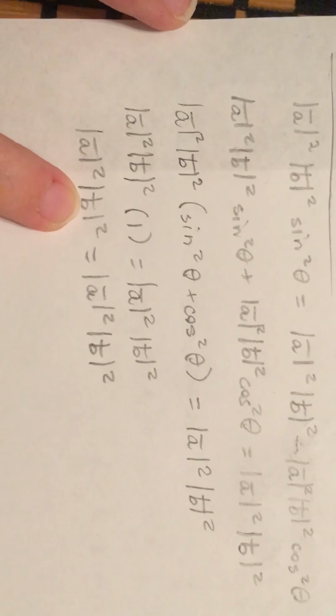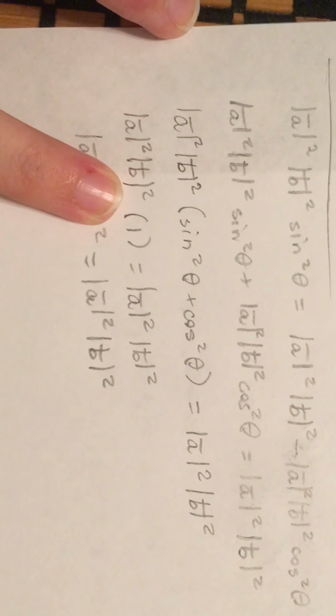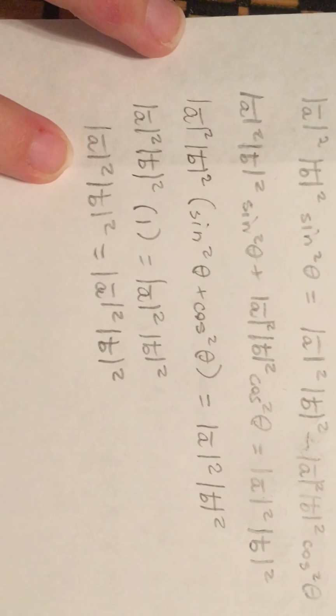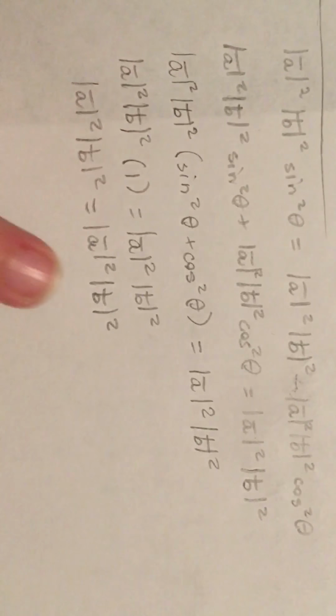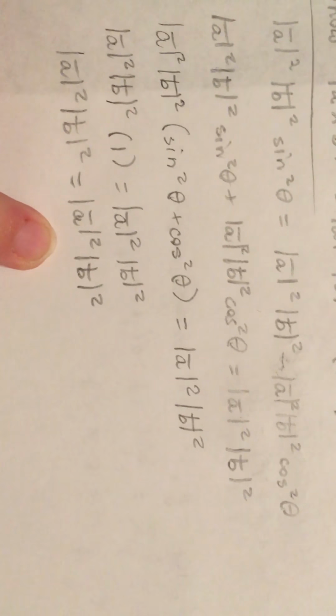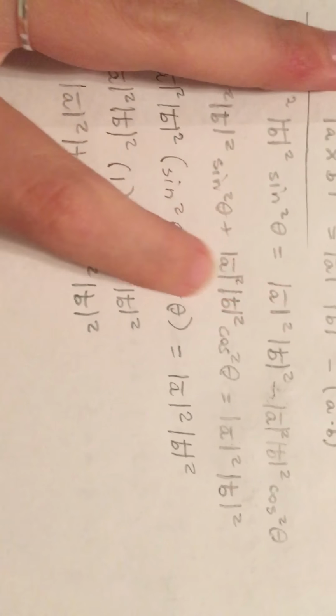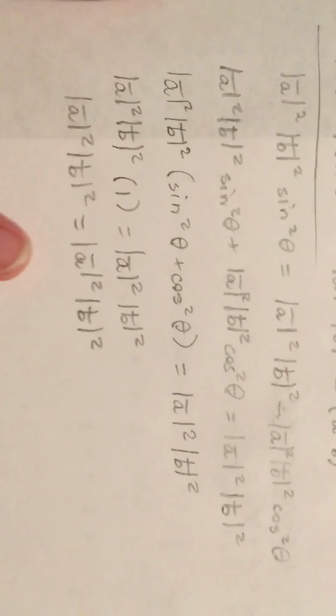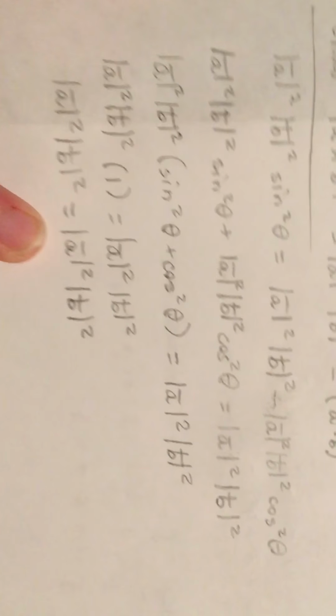And since that's just that multiplied by 1, you just get the magnitude of A squared times the magnitude of B squared, which is already on the right side of our equation after we added this term over here. So that's just our proof because those two are equal to each other.